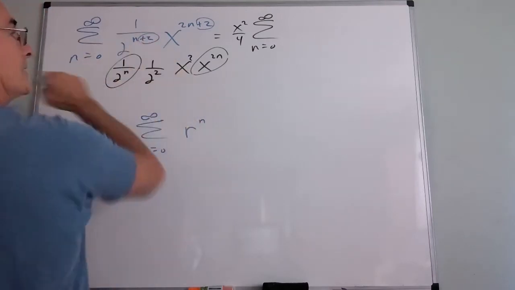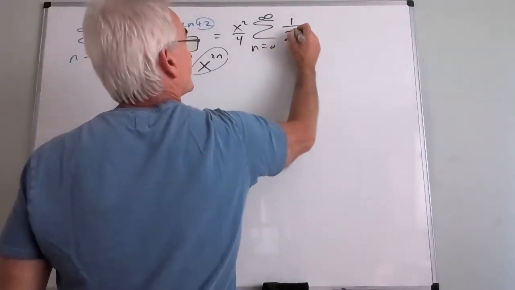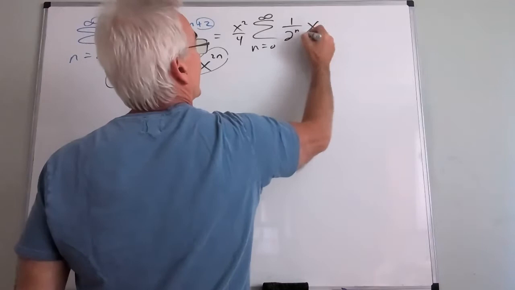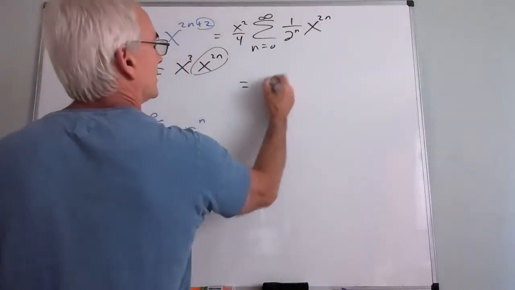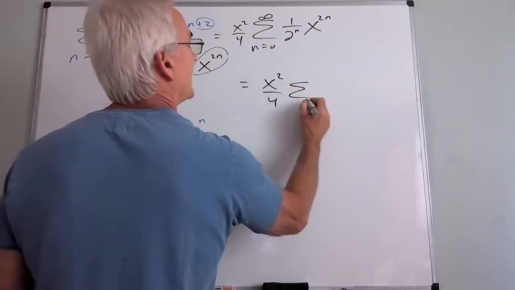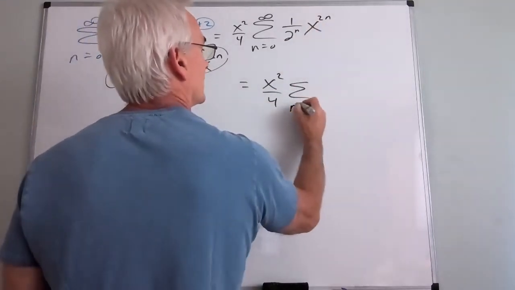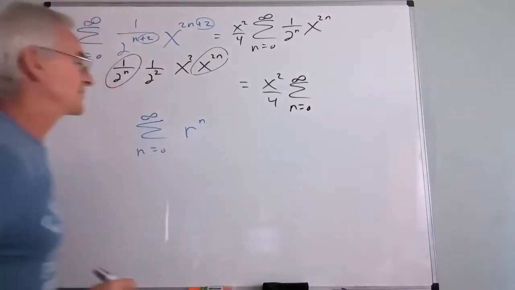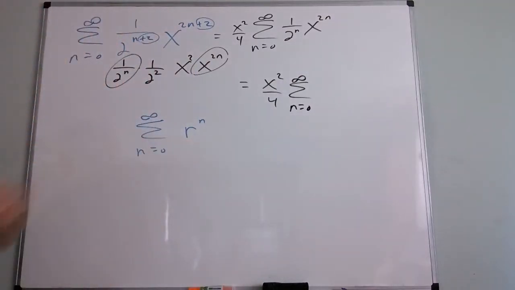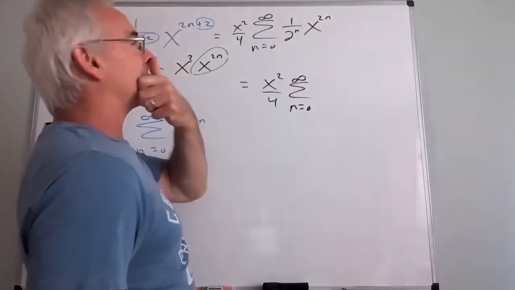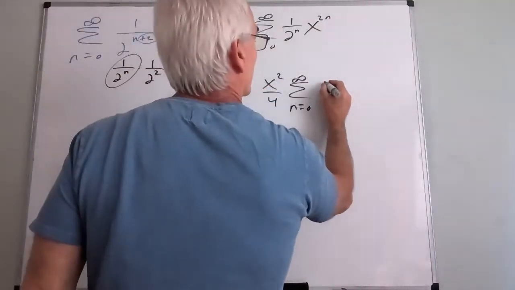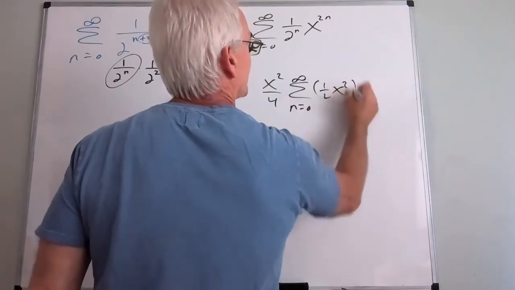Yeah. Now what am I left with? 1 over 2 to the n, x to the 2n. I think I'm almost there. I need to write this, how? As something, x divided by 2 to the n. Careful. x squared over 2 to the n. Yeah, so if I do this, is that legal?